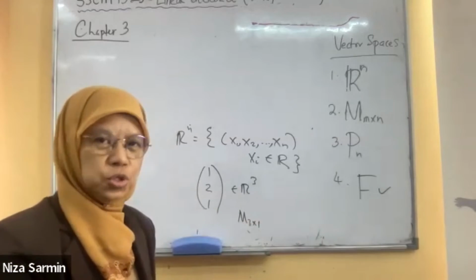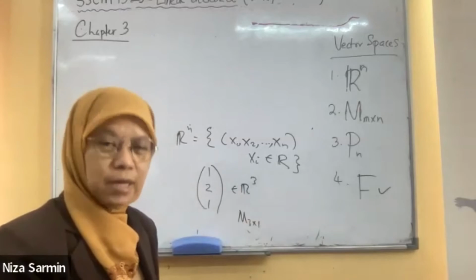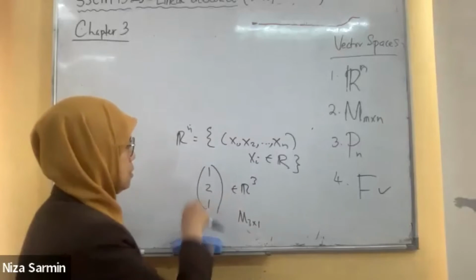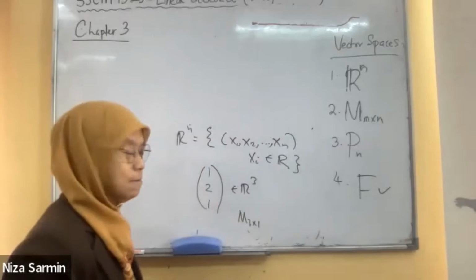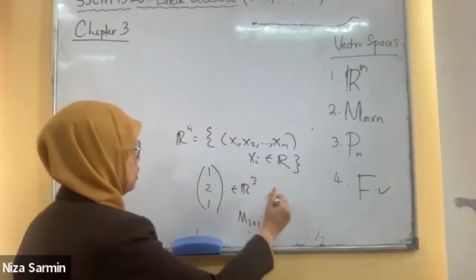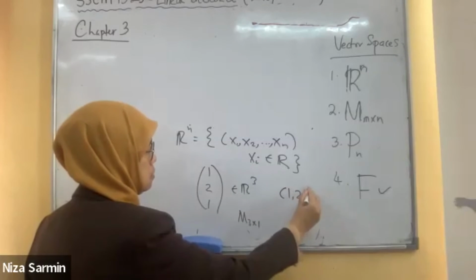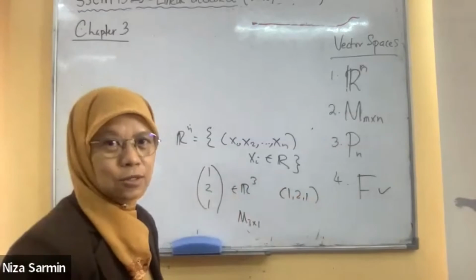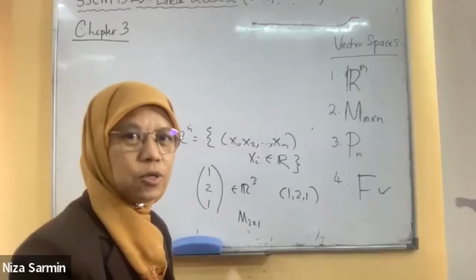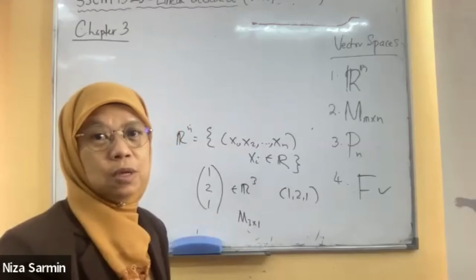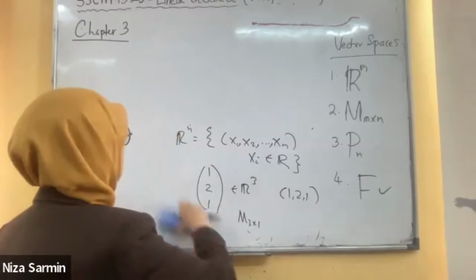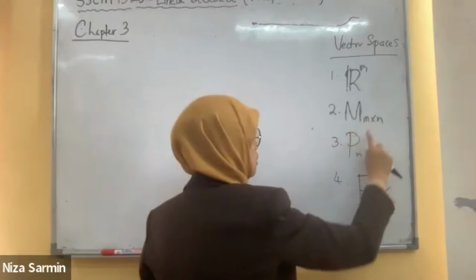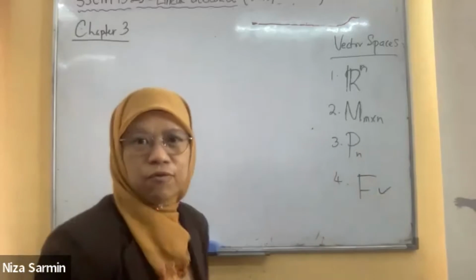Normally, we don't use row or column matrices, but in some cases it's okay because it looks like a matrix. But sometimes we write it like this. When you see a comma, this is in R3. So don't be confused, because some of you refer to other reference books. And then the second one is the matrix, and then polynomial and function.